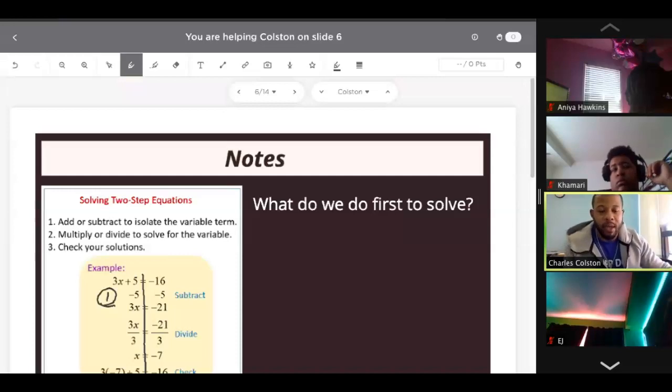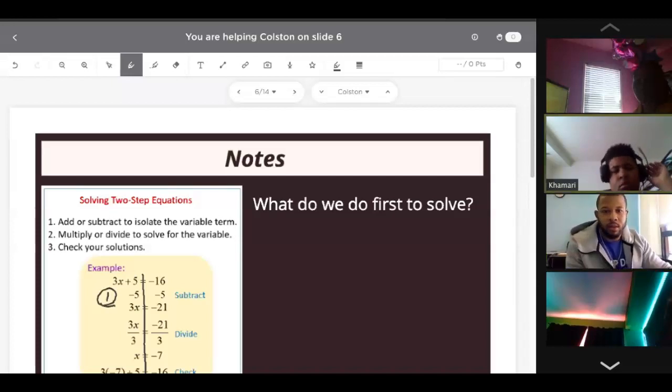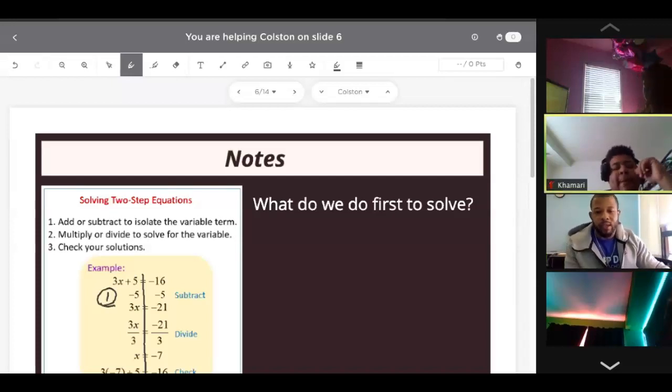Of this multiplying by 3? Dividing by 3. Dividing by 3. Thank you, Kamari. Thank you.